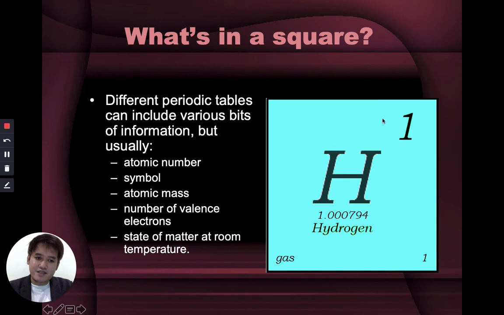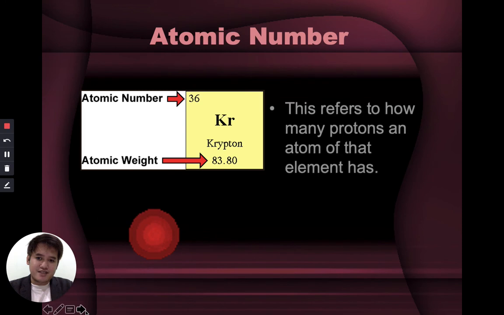This is the atomic number. It gives us the number of protons. The symbol is here, and then the atomic mass, which is actually the average of the isotopes for that particular element, and the number of valence electrons if we get to see its arrangement later, and the state of matter at room temperature. So that is in any commercial, ordinary periodic table.